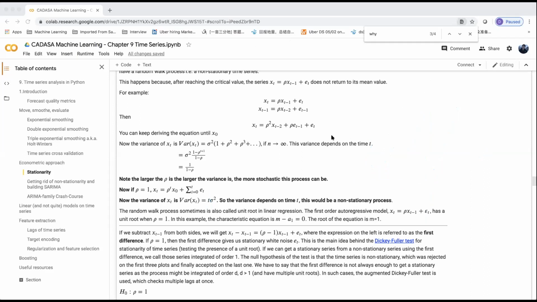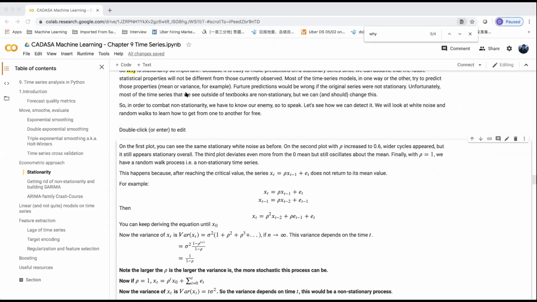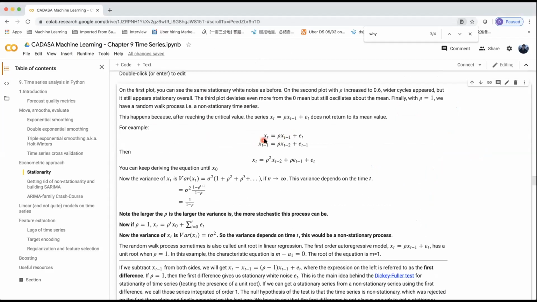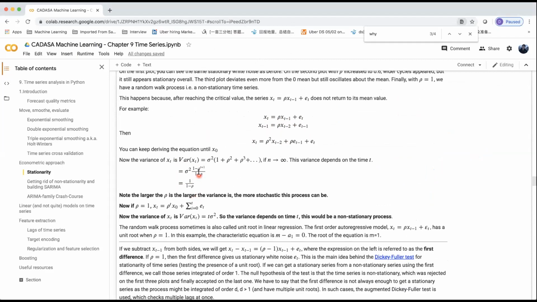So a random walk is the case where xt equals xt minus 1 plus et, which is when rho equals 1. Now let's go back to the case where rho doesn't equal 1. The variance here will be this. Sorry, I made a mistake; there should be a sigma squared here as well: 1 over rho times sigma squared.